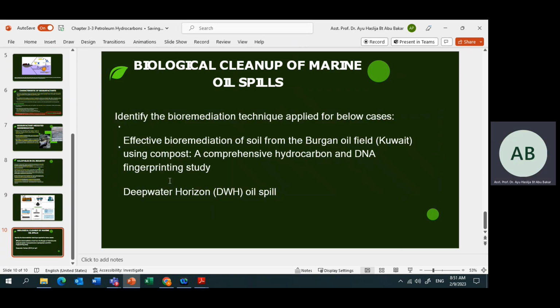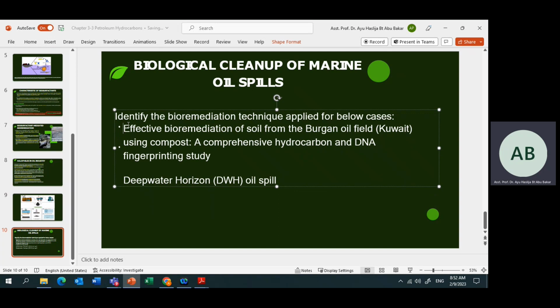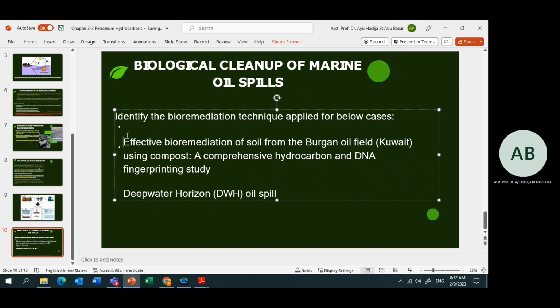Just now I shared a bit on the Exxon Valdez. Now try to find out the case study of this topic, where it used soil from Bergen oil field, the Kuwait, using compost. This one later I will share with you the journal paper.